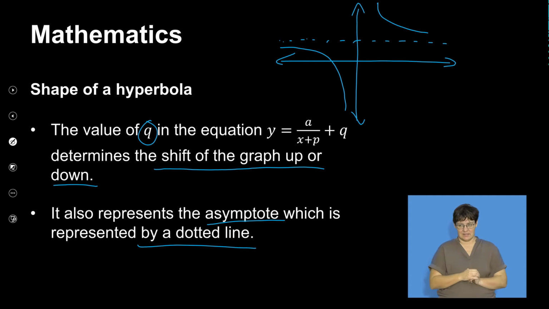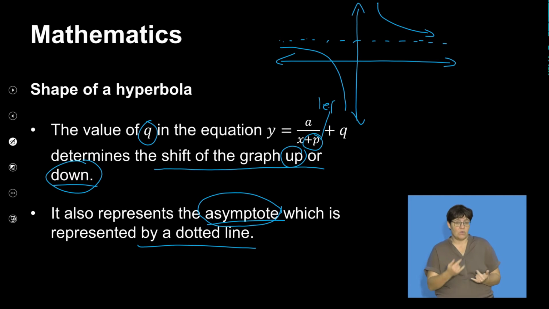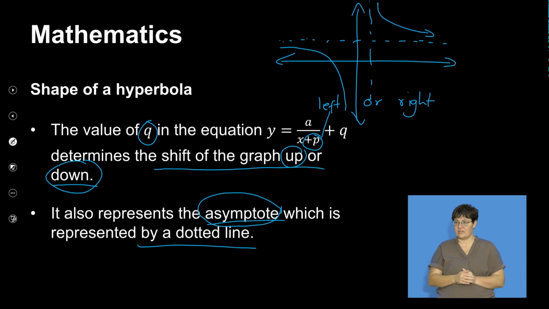And just remember, the asymptote is where the graph can approach but never touch or cross that particular line. And then the value of P will be the very same thing, which is the shift of the graph, but now instead of it being up and down, it becomes left or right, and this is also the vertical asymptote of the graph. So maybe it will be at that point there, and it will be represented the same way as the horizontal asymptote, using a dotted line.